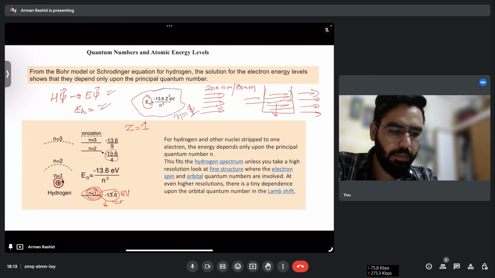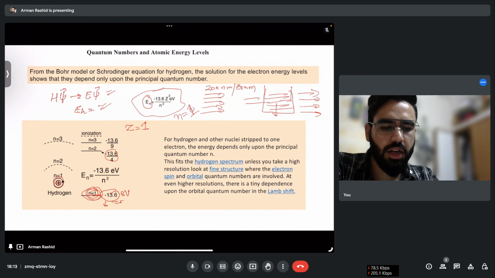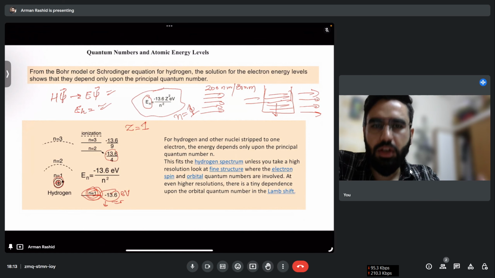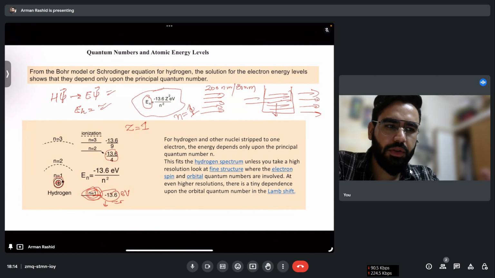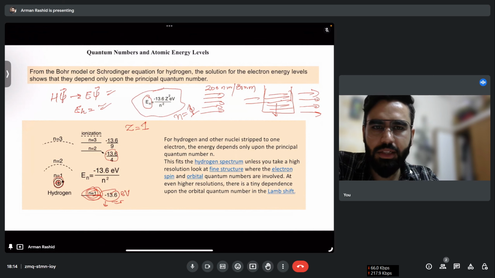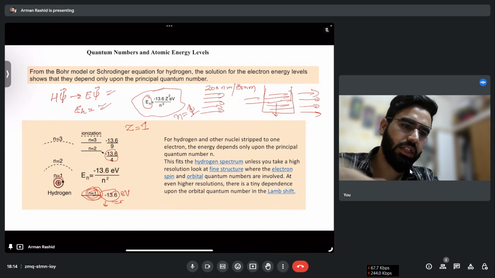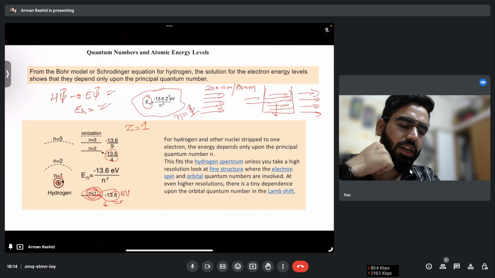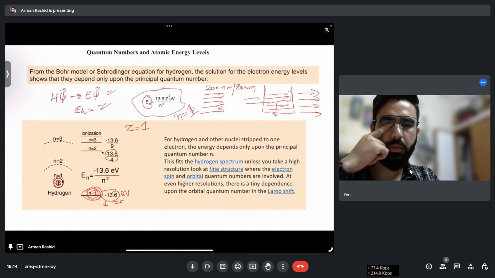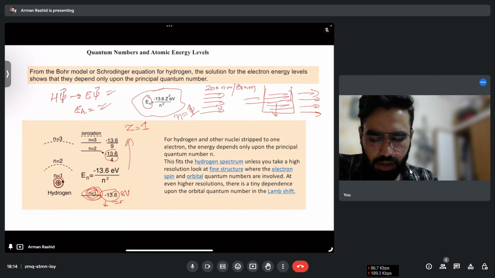But if you add more and more electrons to the hydrogen atom, we get different atoms like helium, neon, argon. For them there is a factor called electron screening. One electron screens another electron from the nuclear charge. As a result, the energy does not only depend on the principal quantum number, but also on the azimuthal quantum number l. For a simple hydrogen it does not.